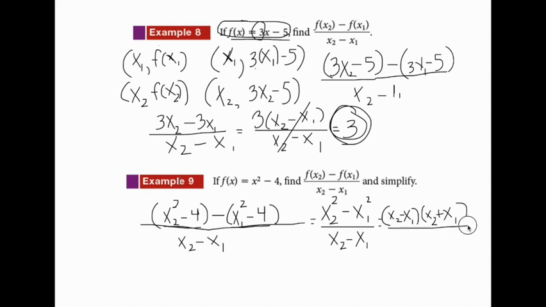And that's all over x2 minus x1. And then this factor can cancel with that factor, and I'm left with x2 plus x1 as my generic average rate of change. So if I wanted to find any average rate of change for any 2 points, let's say x1 is 7 and x2 is 3, I would know my average rate of change is 10 because I just add these together.